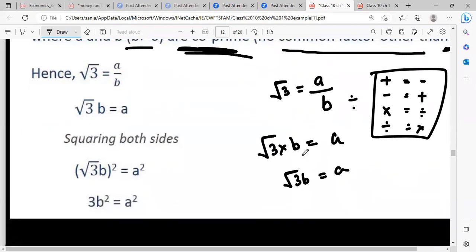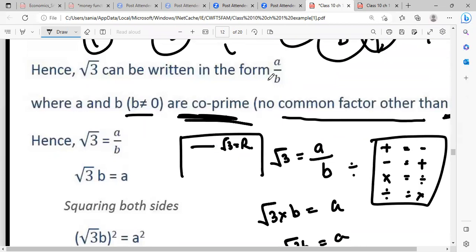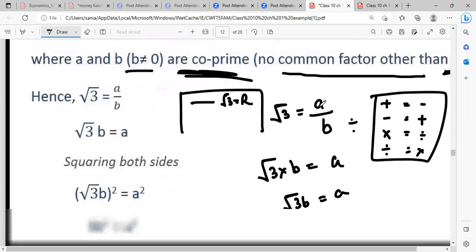Right? Now over here, these are the steps. So first step, you have to learn the lines. First you will write that let us assume that under root 3 is a rational number. And then you will write that if it is a rational number, it can be written in the form of A upon B, and A and B are co-prime numbers and B should not be equal to 0. Right? So now under root 3 equals A upon B.